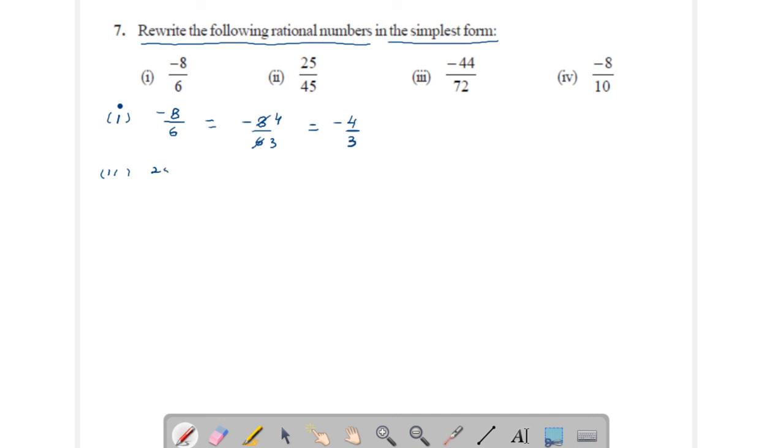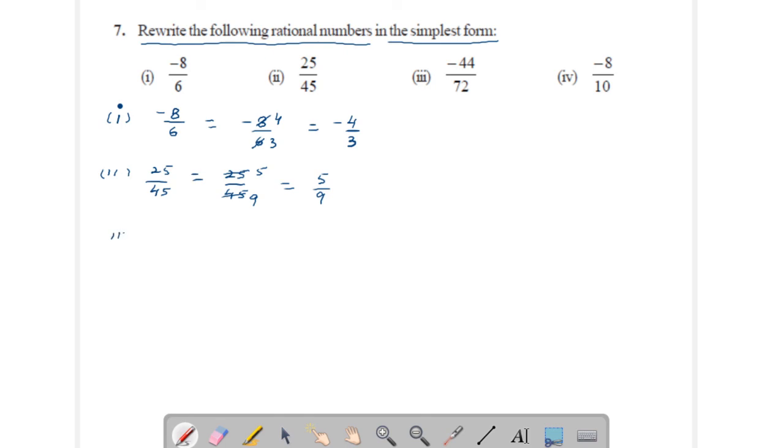Now second part, 25 upon 45. Here simplify it, 25 upon 45, cancel it by 5. 5 fives are 25, 5 nines are 45. It can be written as 5 upon 9. This is your answer.